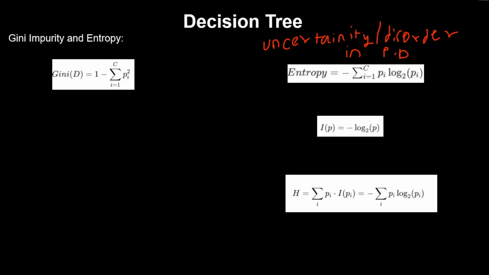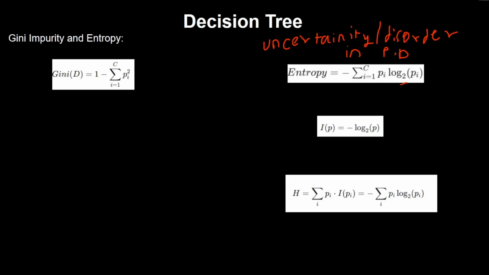Now let's talk about the intuition behind entropy, which is also a measure of homogeneity. Entropy is nothing but a measure of uncertainty or disorder in a probability distribution. So what uncertainty, or what disorder? Let's see. First, let's see the entropy formula, which is given here. It's minus summation over all classes, where we multiply the probability and the log base 2 of the probability. Let's break down this formula.